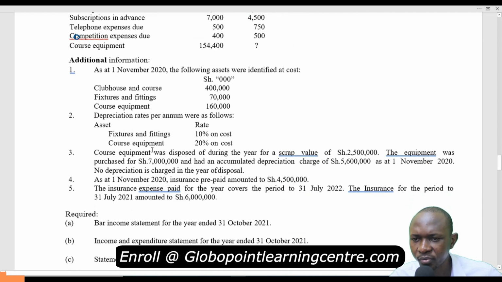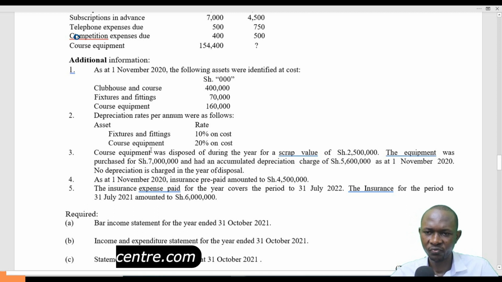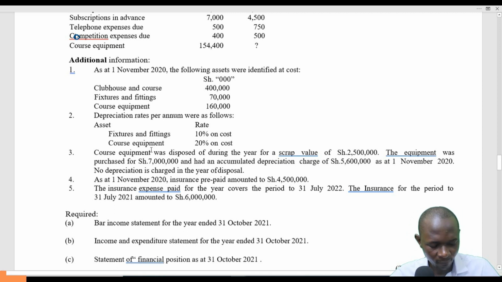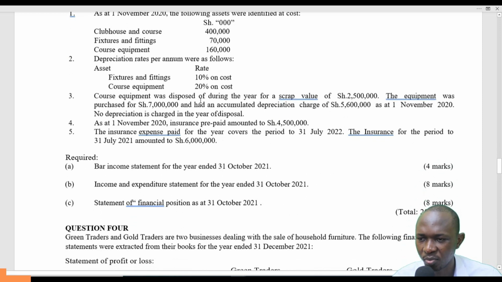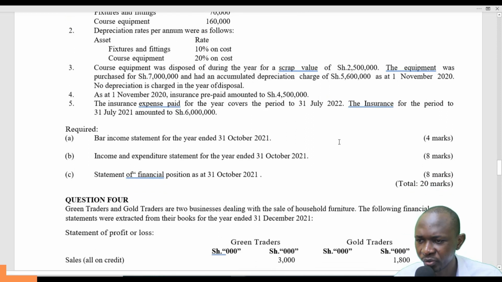Additional information: as at 1st November 2020, the following assets were identified at cost. Clubhouse at cost 400,000, fixture and fittings 70,000, course equipment 160,000. Depreciation rates per annum were as follows: fixture and fittings 10% on cost, course equipment 20% on cost. Course equipment was disposed of during the year for a scrap value of 2.5. The equipment was purchased for 7 million and had an accumulated depreciation charge of 5.6 as at 1st November 2020. No depreciation is charged for the year of disposal.